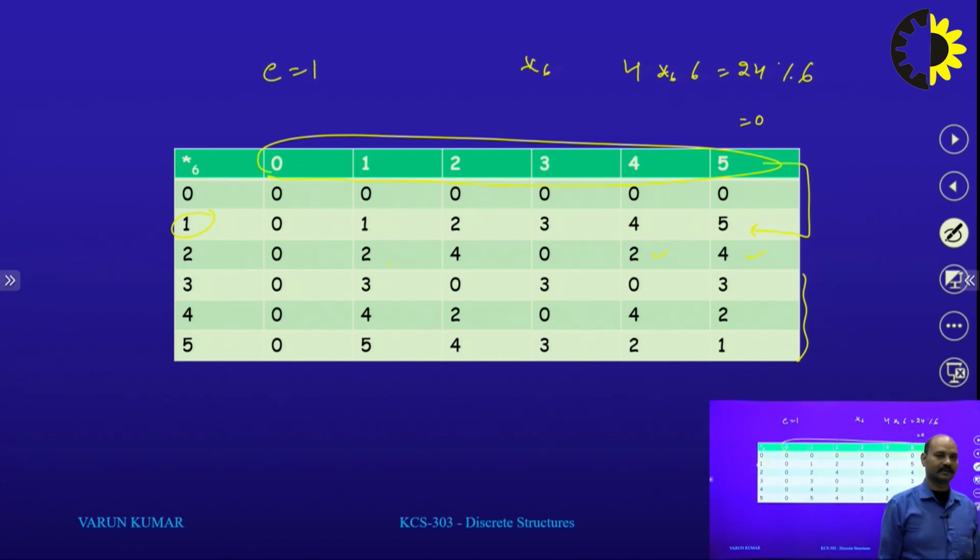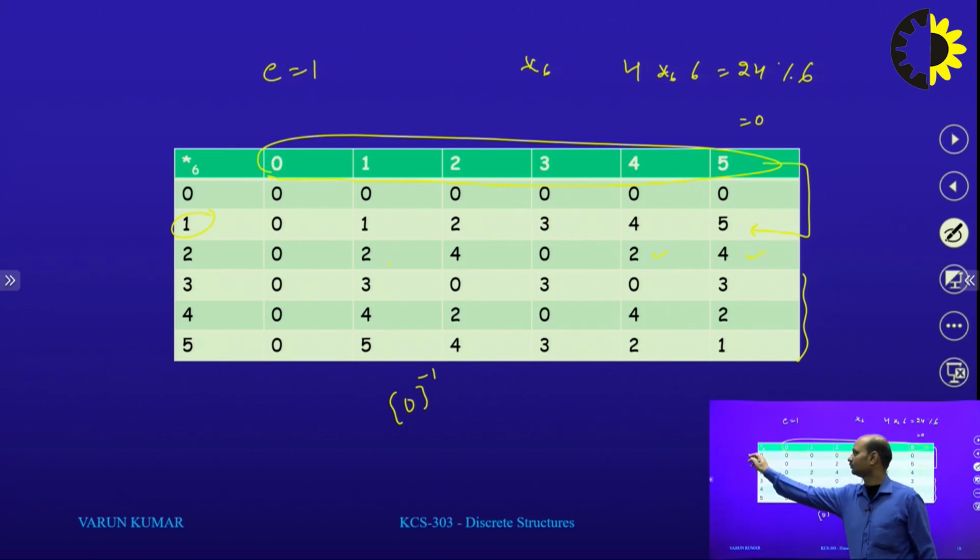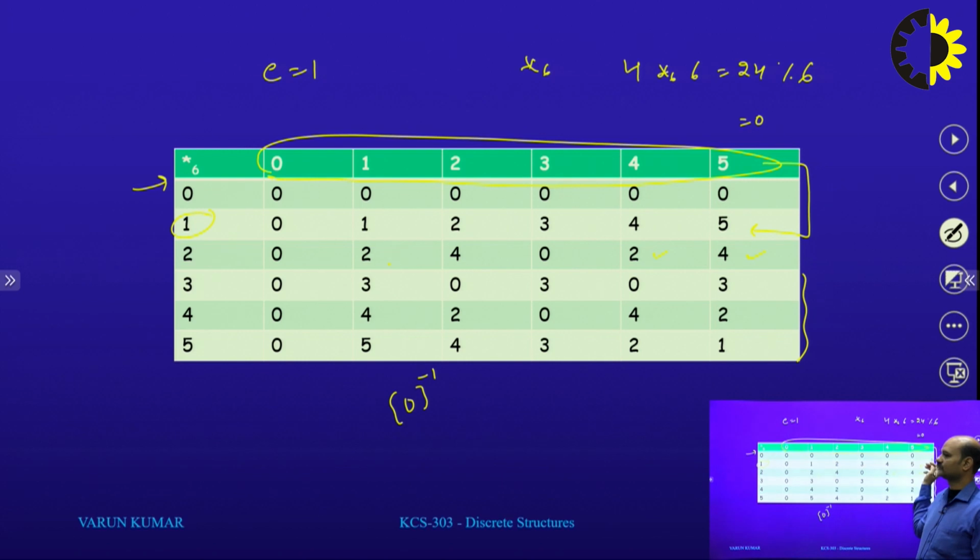Does this algebraic structure have the inverse property also? We compute, what is the inverse of 0? So we check the row 0. Where is the identity element here? There is no identity element for 0. So the inverse property is not satisfied for this particular algebraic structure.